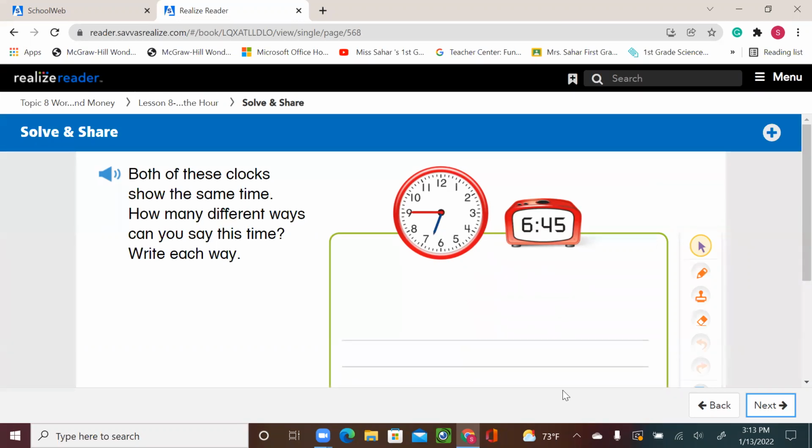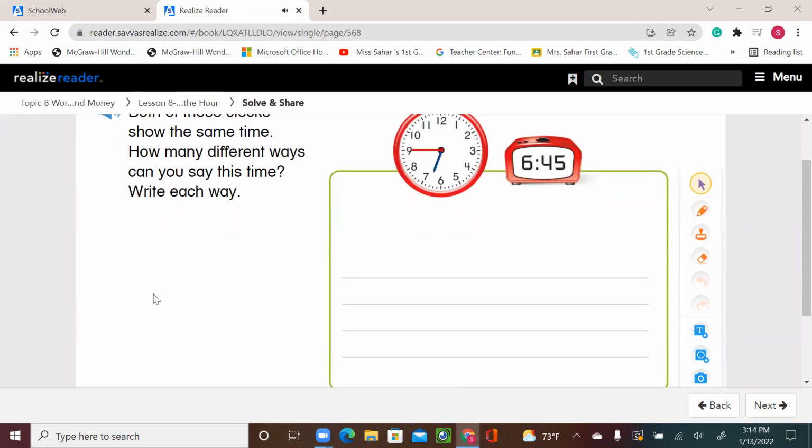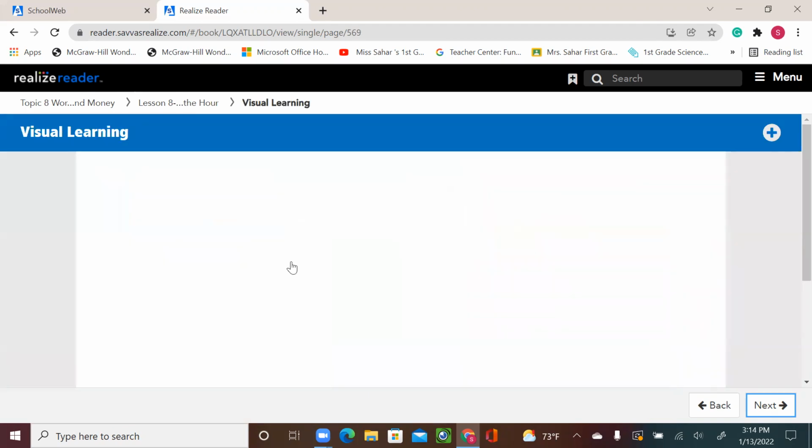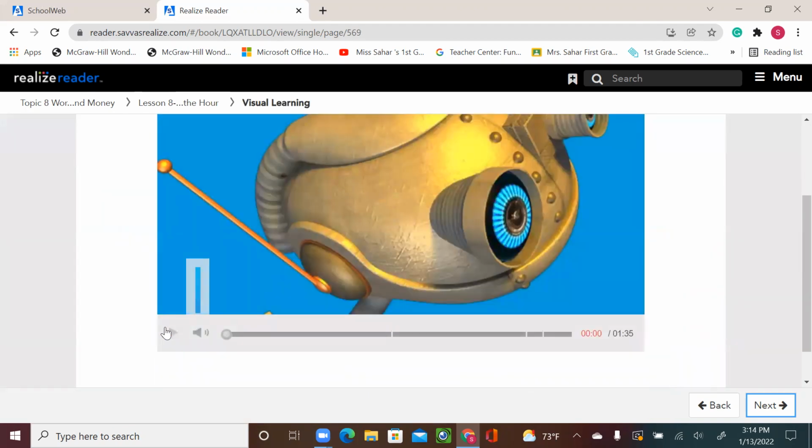So let's see what we have in your book, page 353. Both of these clocks show the same time. How many different ways can you say this time? Write each way. Okay, let's go for our video, and then come back to this exercise.